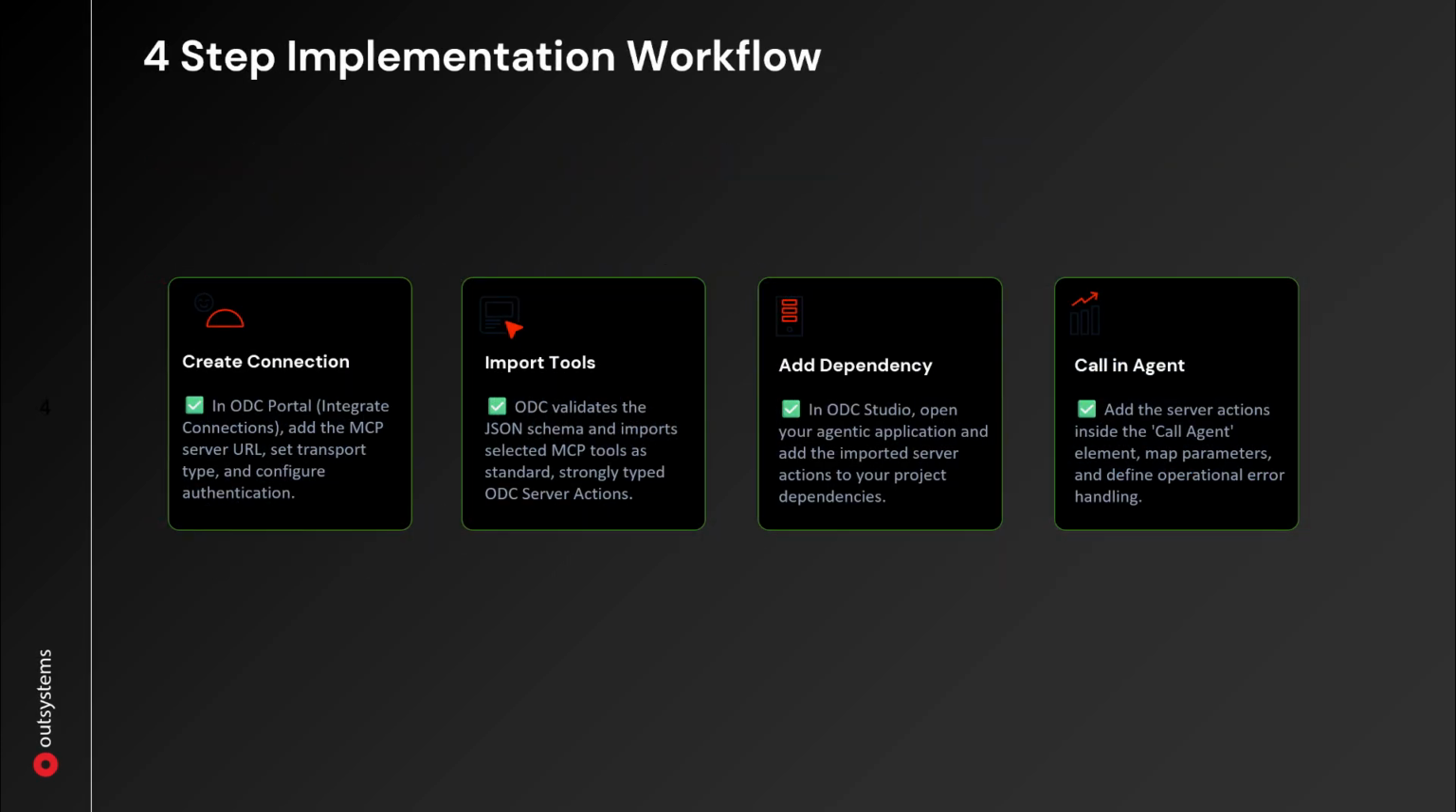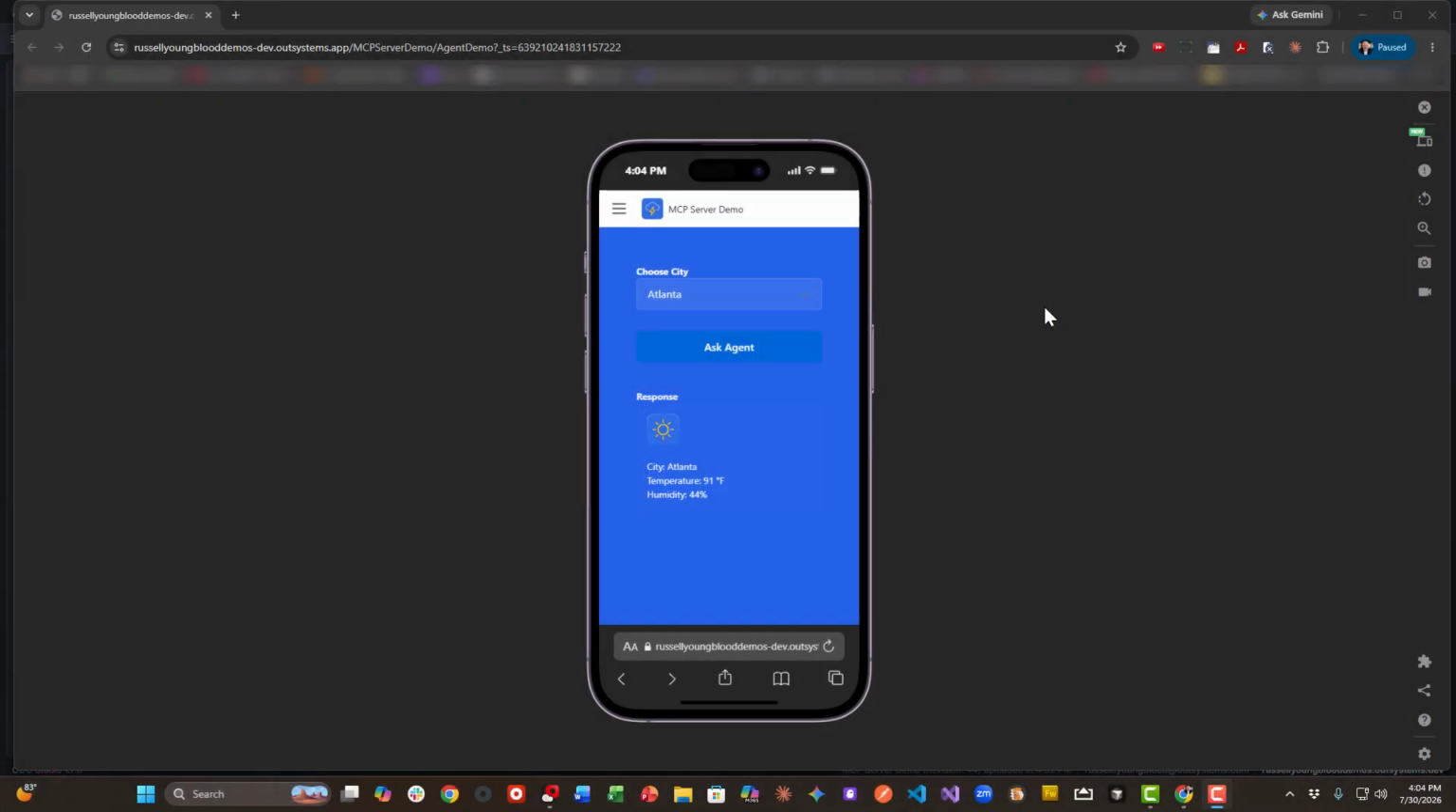The end-to-end developer experience bridges our enterprise context graph speed with sophisticated AI capability through a simple four-step process. First, platform administrators configure the MCP server connection and authentication in the ODC portal. Next, ODC automatically parses and validates the tool schemas, importing them as standard ODC server actions. And finally, developers simply add these actions as app dependencies in ODC Studio and plug them directly into the call agent element for execution.